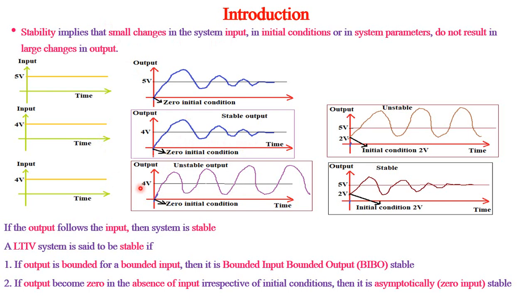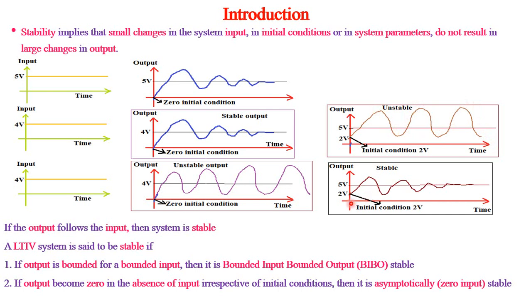Instead of that, if I had got the output like this, here we can find that the output is sinusoidal and the oscillations increase with respect to time. The amplitude of oscillations increases with respect to time. Therefore, the system is unstable. Suppose the output is with initial condition. With the initial condition, the output goes like this, which is oscillatory, and the oscillations increase. There also the system is unstable.